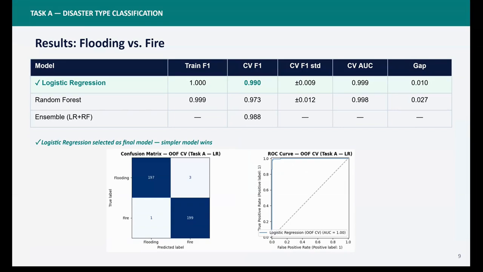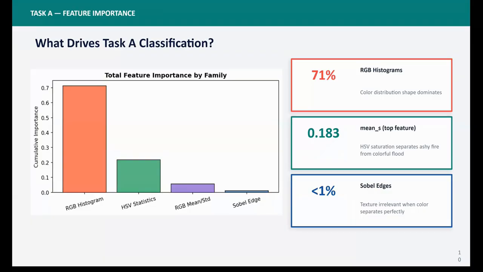So for task A, both of our models performed very well. Our logistic regression model achieved a cross-validation macro F1 of 0.99, which outperformed the random forest model at 0.973, and even an ensemble of both models at 0.988. The fact that the simple linear model won is in itself an interesting finding because it confirms that the two disaster types are linearly separable in our feature space, and this is consistent with what we found in our EDA. And on the out-of-fold evaluation, logistic regression misclassified only 4 out of 400 images with an ROC area under the curve of 1.